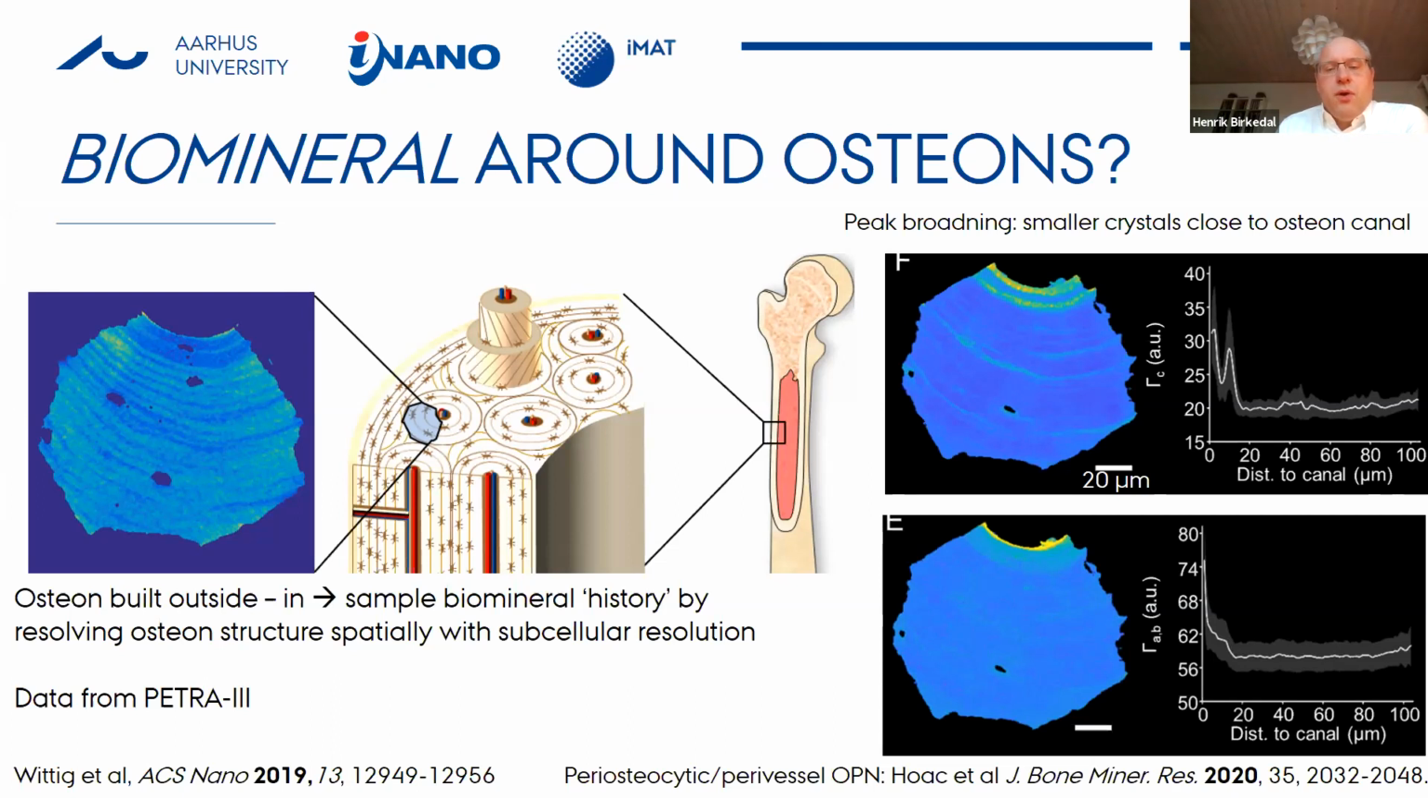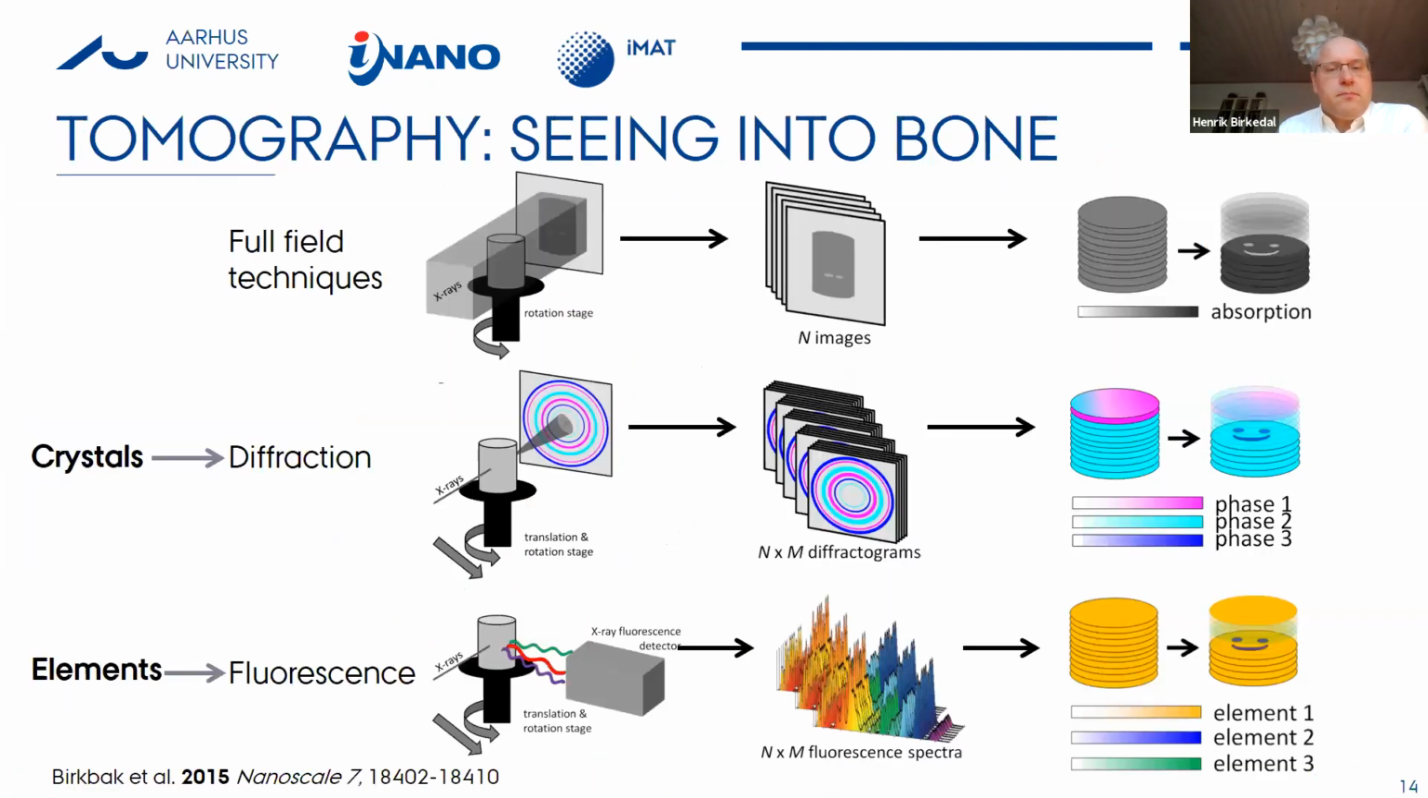Knowing that a protein such as osteopontin is also upregulated close to the osteocyte network, we then thought we would really like to be able to obtain the same information, but at a much higher resolution so that we could study the periosteocytic mineral. And so to do this, we would do the tomography using X-ray diffraction and X-ray fluorescence.